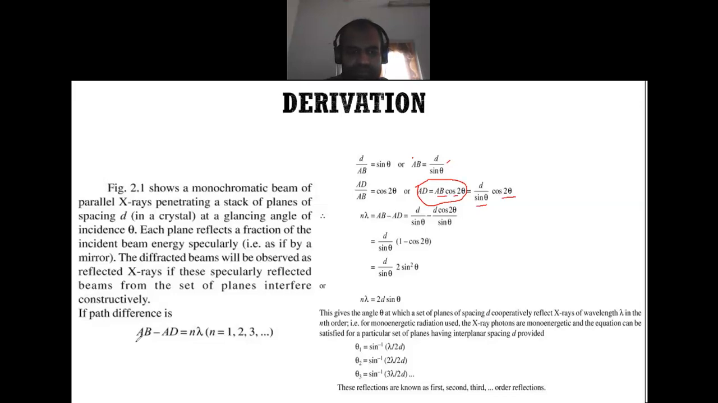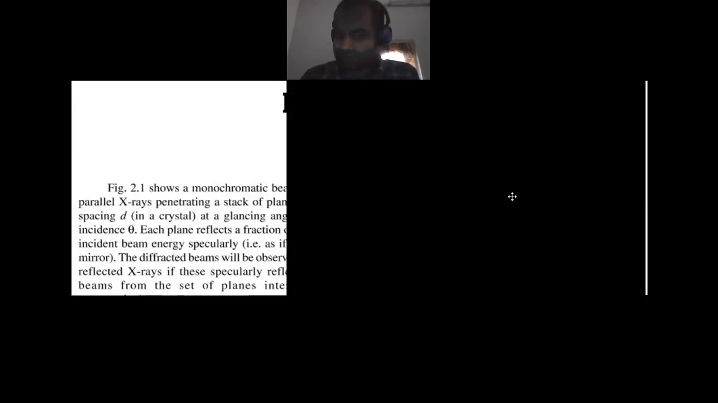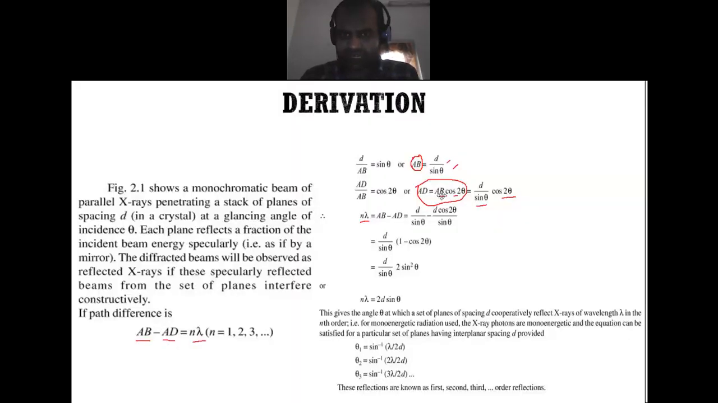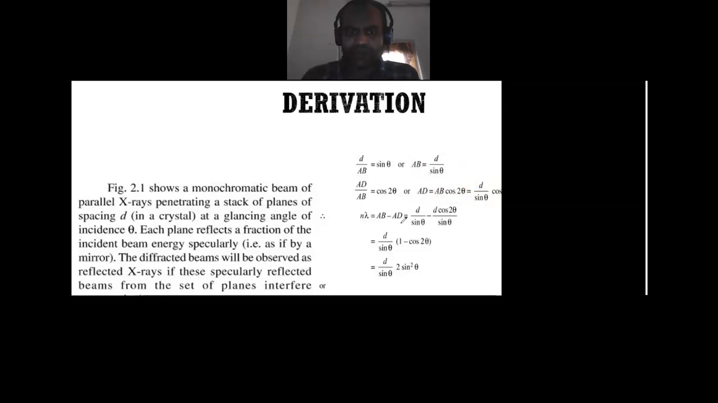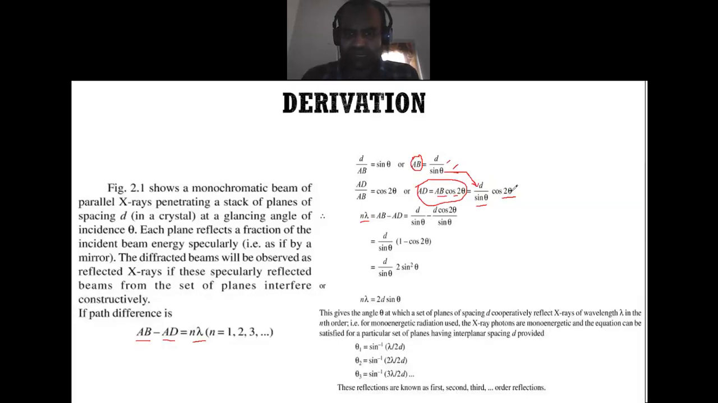So you see AB minus AD is equal to n lambda. Now we have both values of AB and AD with us, so substitute the values in this equation. n lambda equals AB minus AD. AB value is d by sine theta minus AD, and AD is d by sine theta multiplied by cos twice theta, because in place of AB the value is substituted from here.